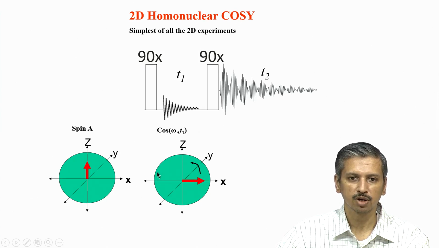So, this is just simple rotation of the spins, the red color in the xy plane. Now, during that period when it is precessing, we transfer the magnetization to B through this J coupling concept, if there is a J coupling between A and B. So, that means the minimum requirement is that there should be a coupling between A and B, two spins.